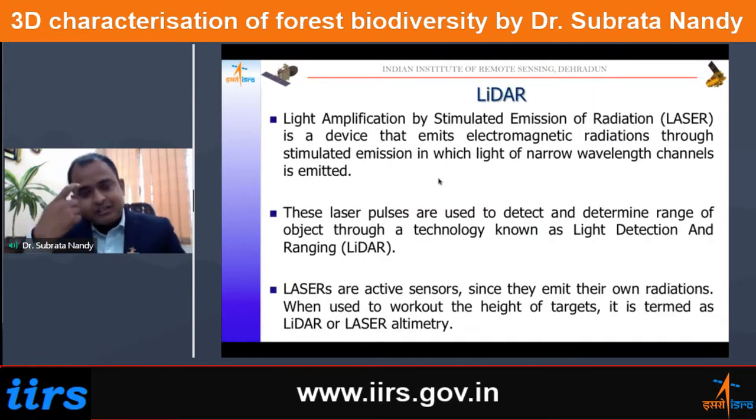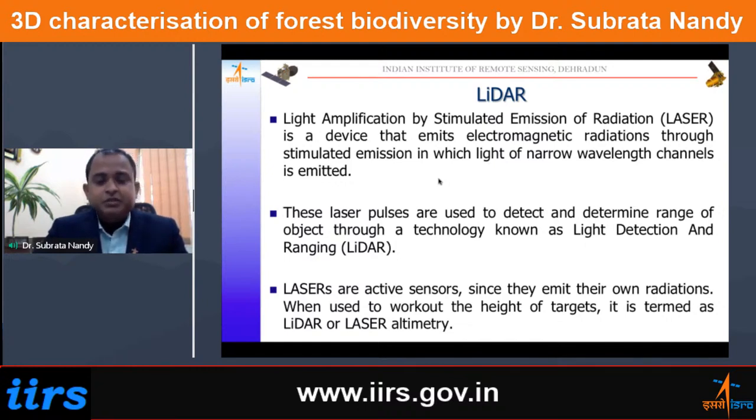Now, coming to LiDAR, this is basically a technology. These are active sensors, as I said earlier. They are used to work out the height of a target. Generally, when we use this technology for measuring the height of any object, it is termed LiDAR altimetry. Basically, it has a laser, which is a device that emits electromagnetic radiation through stimulated emission, in which light of narrow wavelength channels is emitted.